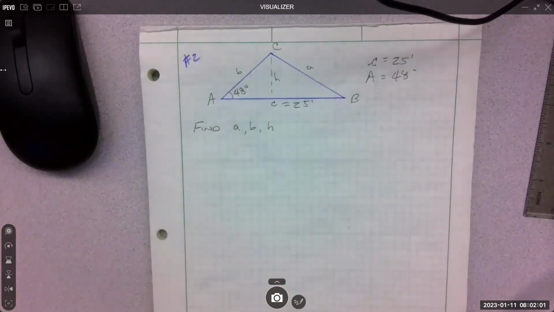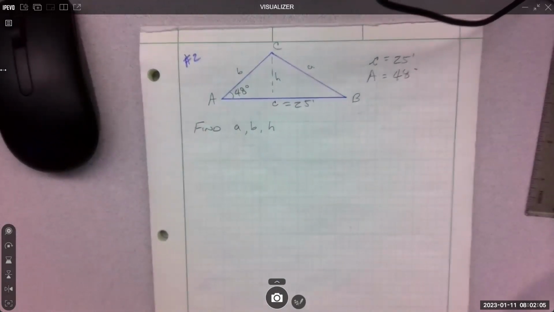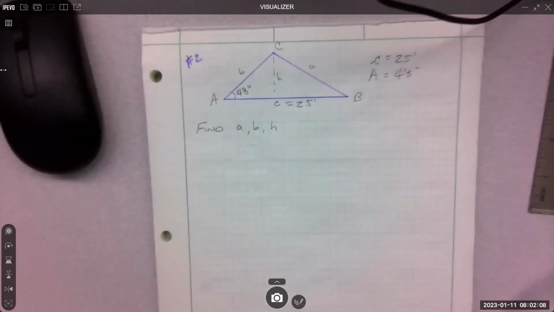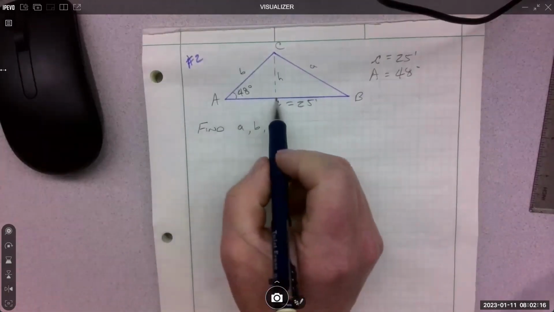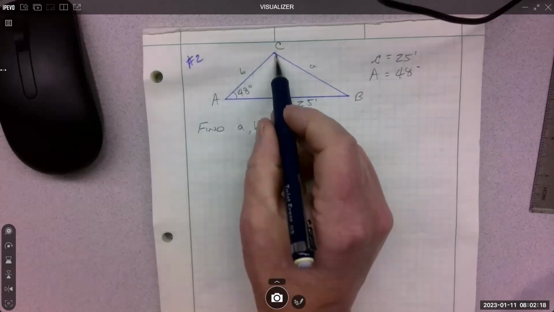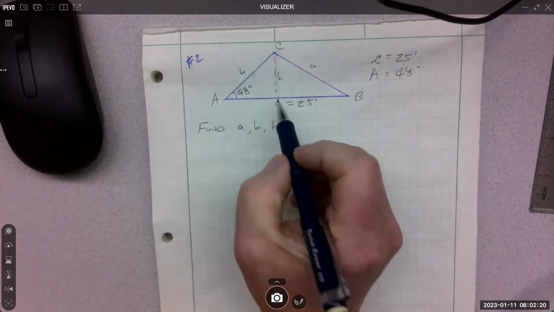So what do we do? Anyone have any ideas? How'd you solve it? So working with this triangle.